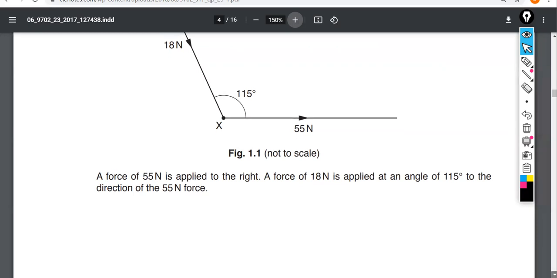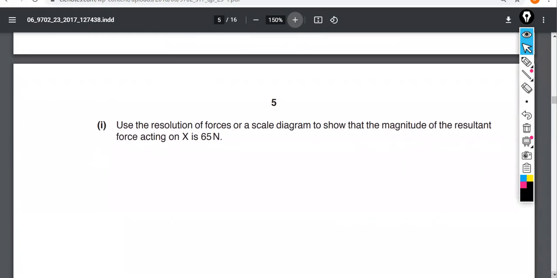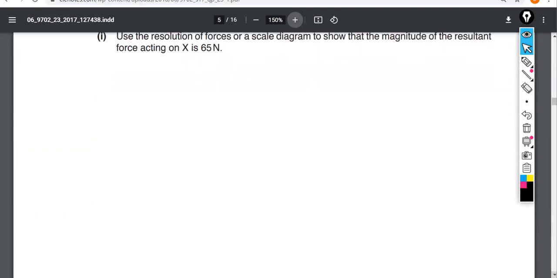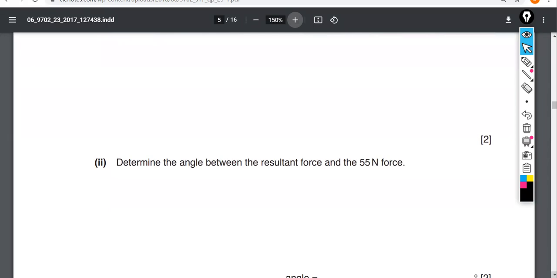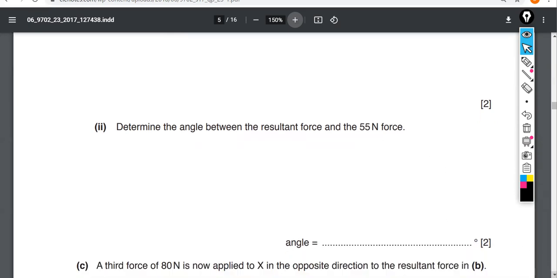And our job is to use the resolution of forces. So we talked about resolving vectors in the X and Y components, or a scale diagram, to give us a choice of how we can solve this, to show that the magnitude of the resultant force acting on X is 65 Newtons. So they give us the answer, 65, the sum of those, and they want to know the angle that it's making. Determine the angle between the resultant and the 55 Newton force.